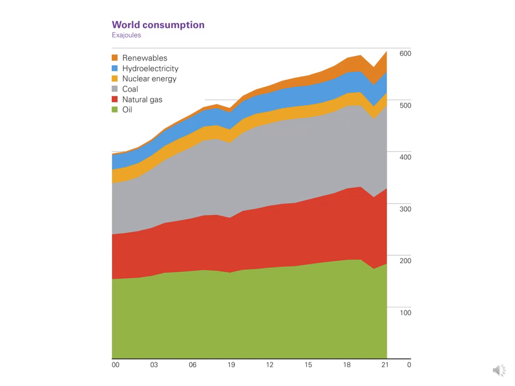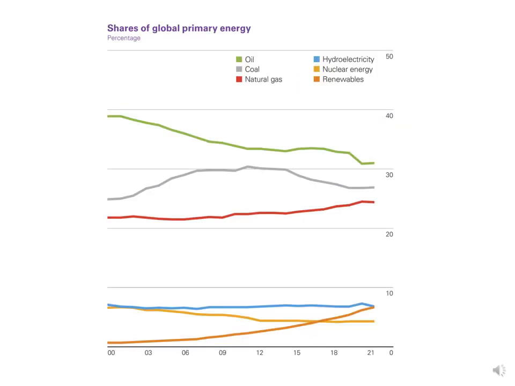And of course, on this, you can see the dips in 2020 and 2009. Even though it's labeled incorrectly on the bottom, it says 19, it's actually supposed to be 09. So let's take a look at what's going on in terms of the share of the global primary energy.